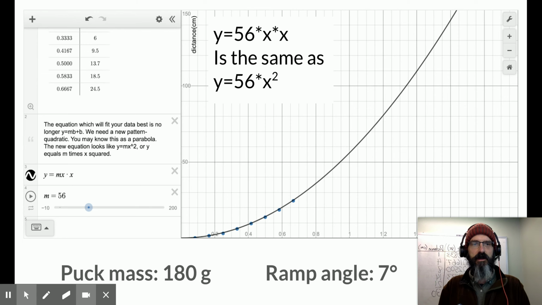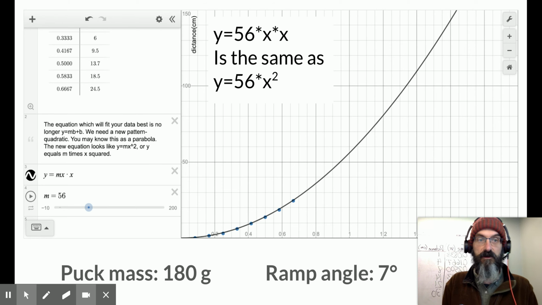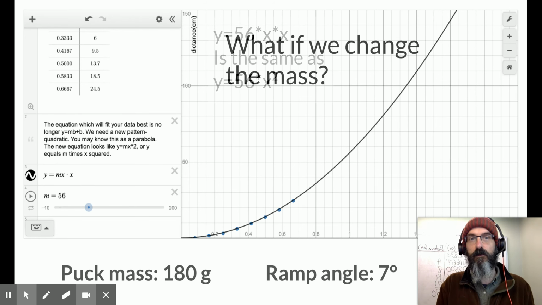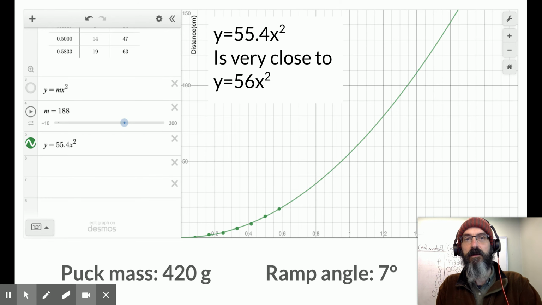The line of best fit is y equals 56 times x, which is the same as y equals 56 times x squared. The puck mass was 180 grams and the ramp angle was 7 degrees. So what if we change the mass? How is that going to change the graph?